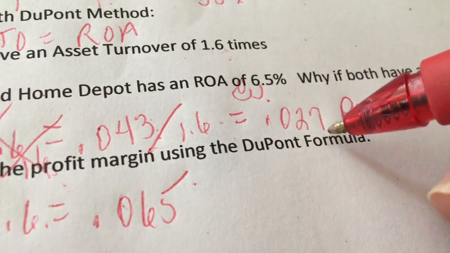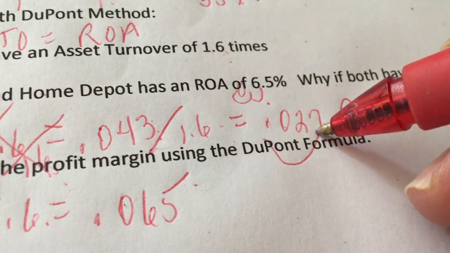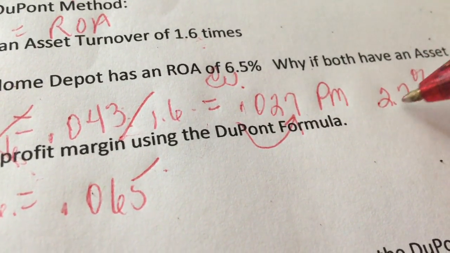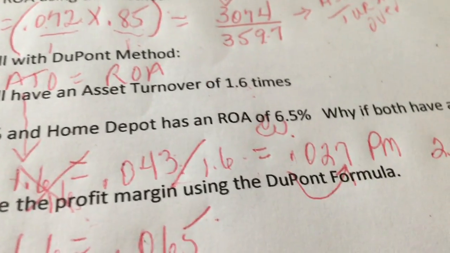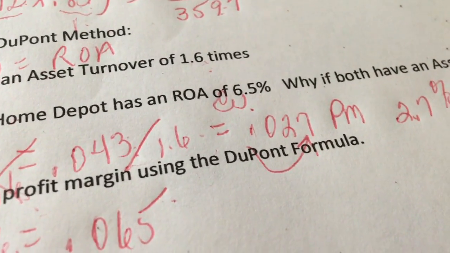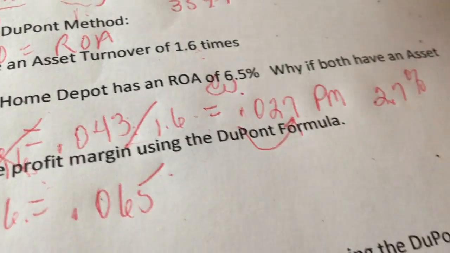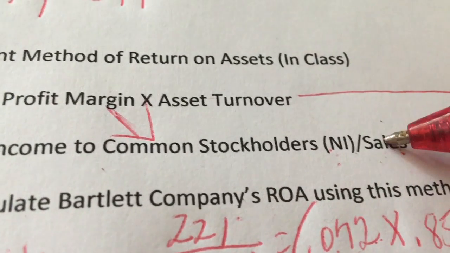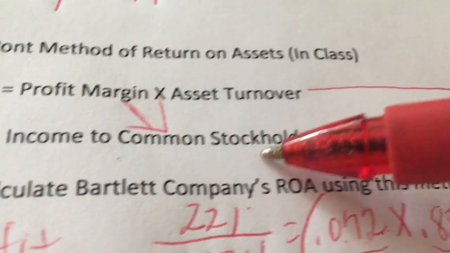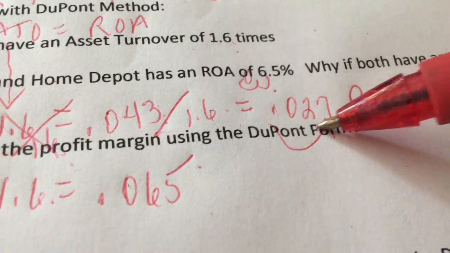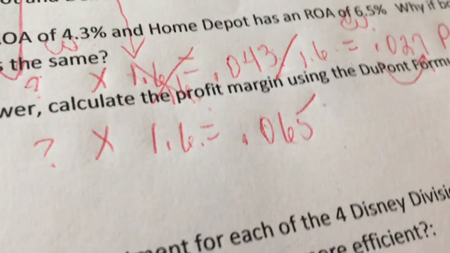If you change it to a percentage, move your decimal 2 places to the right, that's 2.7%. But you have to have it in decimal form to be able to do your calculations. So what that means, if you go back and look at your formula, let's go back up here to see what it means. Here's your profit margin. For every $1 of sales, what we're generating in net income is close to 3 cents. Okay, so let's see if Home Depot is a little bit more profitable.